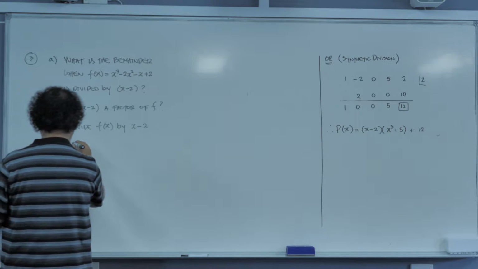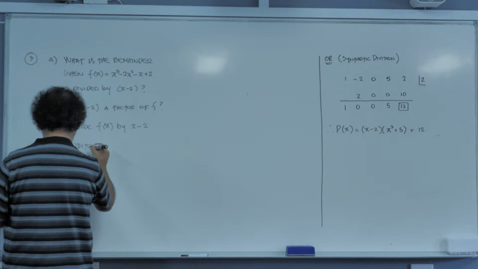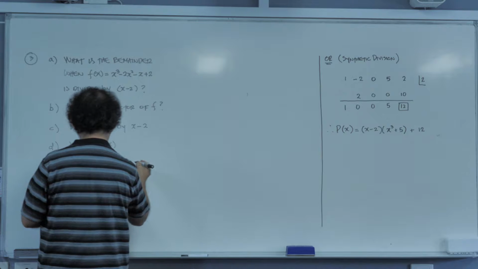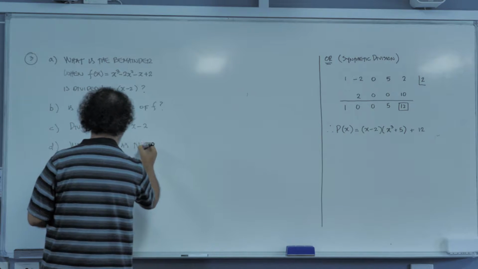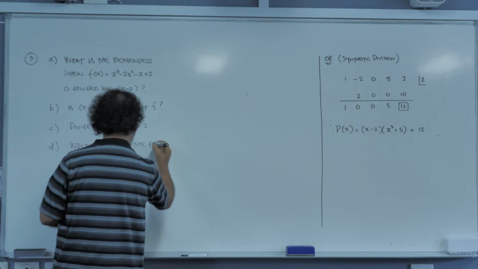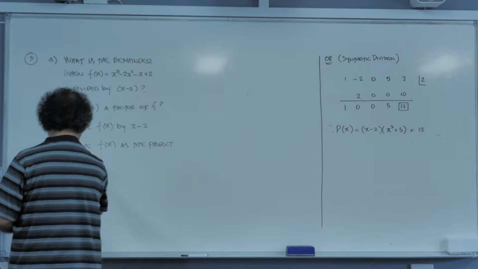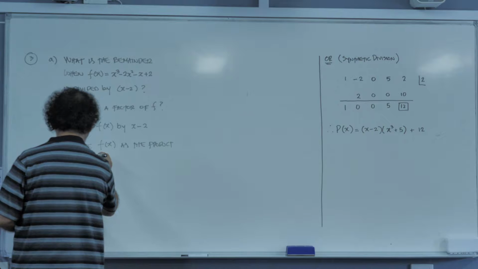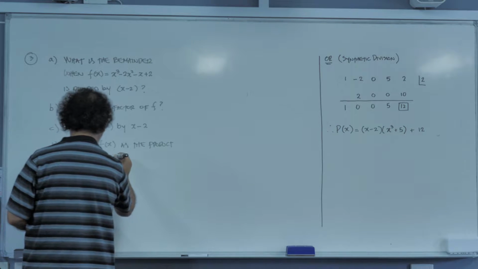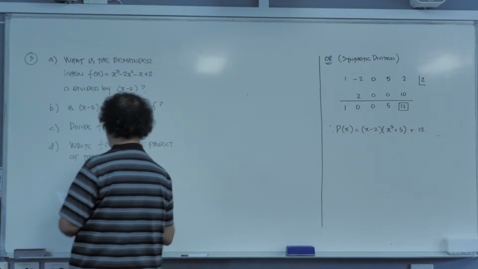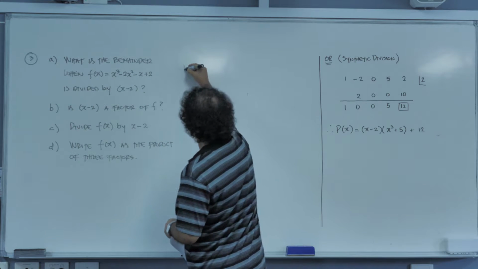D, write, and this is important, write the function or the polynomial as the product of three factors. Right, that is what we need to do.